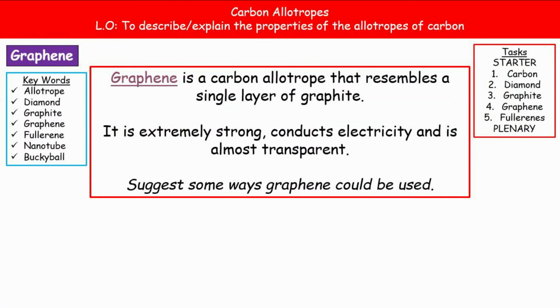The third allotrope we're going to look at is graphene. Now, this one resembles a single layer of graphite. So where we said that graphite is multiple layers all held by these weak intermolecular forces, graphene is like we've just peeled a single layer off. Now, key things about this is it's extremely strong, it conducts electricity, and it's almost transparent, as we saw in the video. So suggest some of the ways that graphene could be used once you've jotted down those first two sentences.